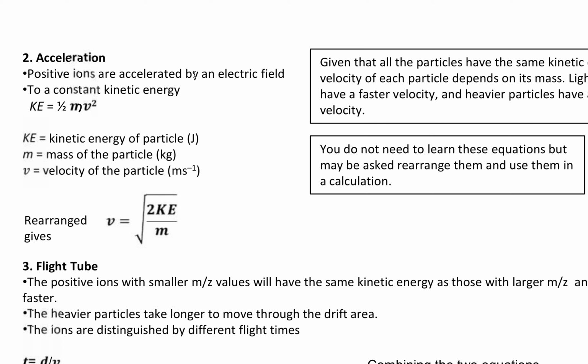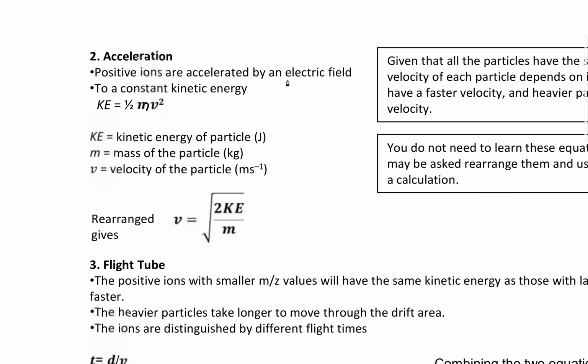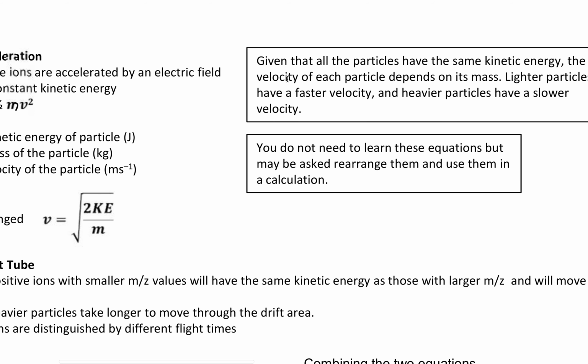So they would want us to calculate the velocity of the positive ions. Given that all particles have the same kinetic energy, the velocity of each particle depends on its mass. The lighter particles have a faster velocity and the heavy particles have a slower velocity. And that's basic common sense. So even though during acceleration the positive ions are accelerated by the electric field and are each given a constant kinetic energy, the lighter positively charged ions will move faster than the heavier positively charged ions.